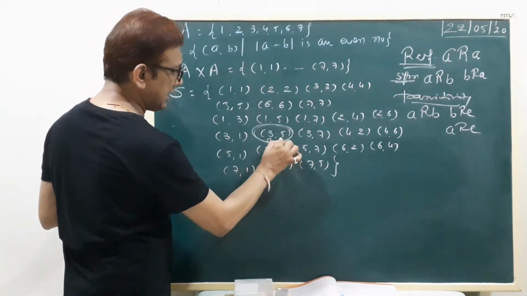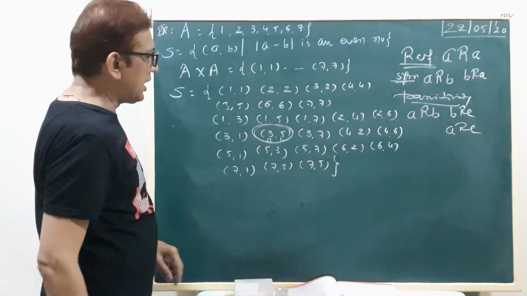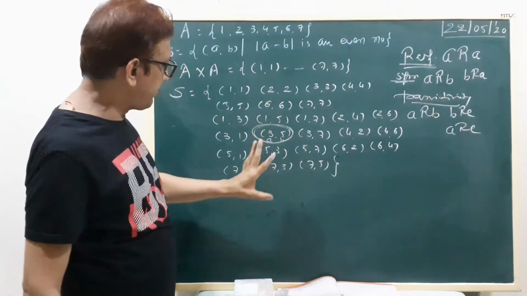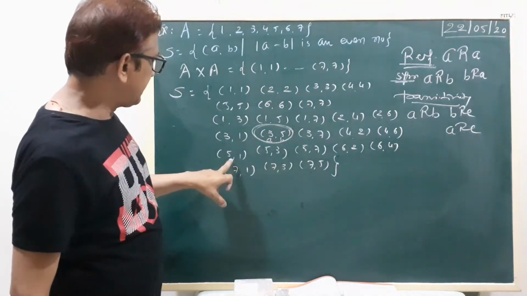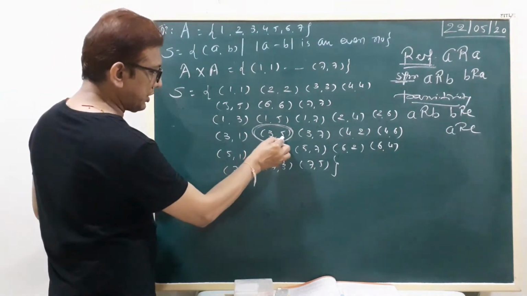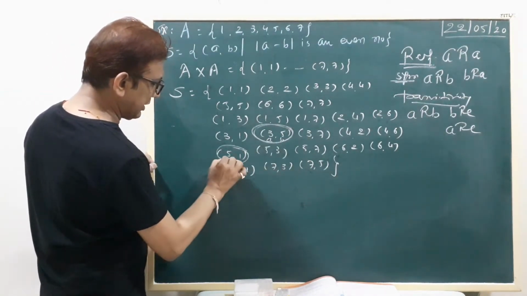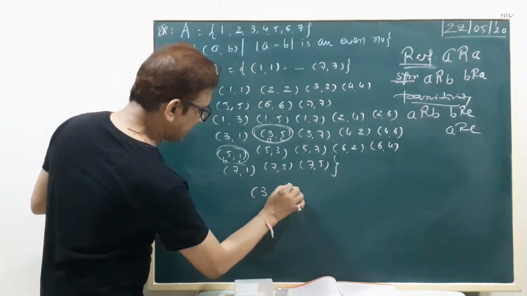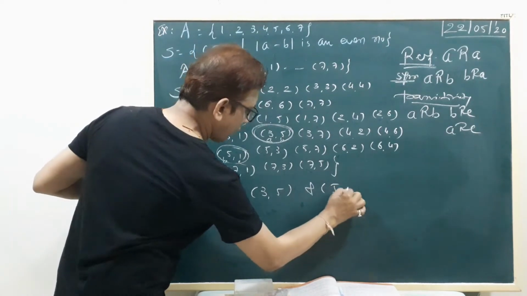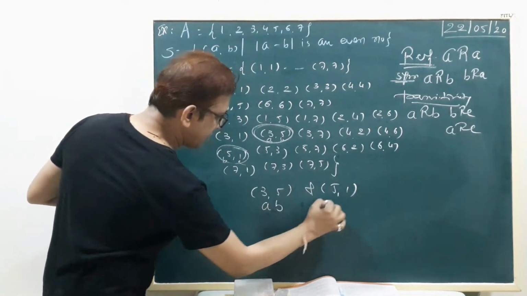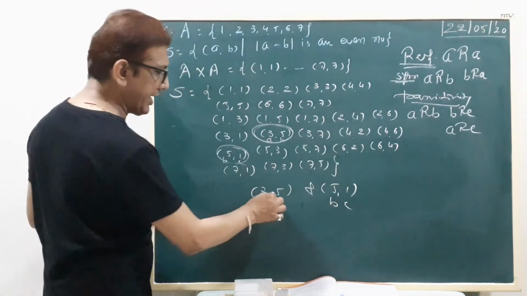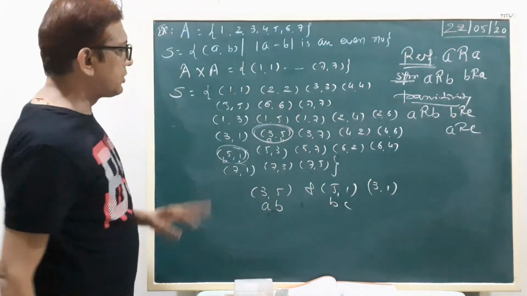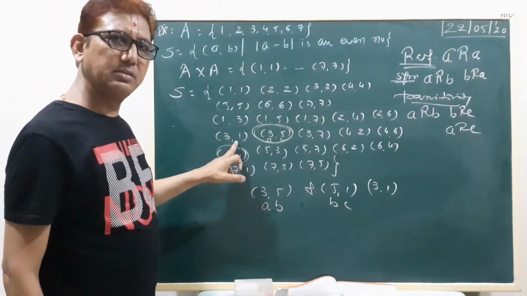Here you can say A and B. Now select 5, the first element of the 5 bracket: 5, 1. So 3, 5 and 5, 1 are your B and C. 3, 1, 3, 5, 5, 1 are A, B, B, C. Now 5 is the common element, so relation 3, 1 is possible here. 3, 1, yes, this one.